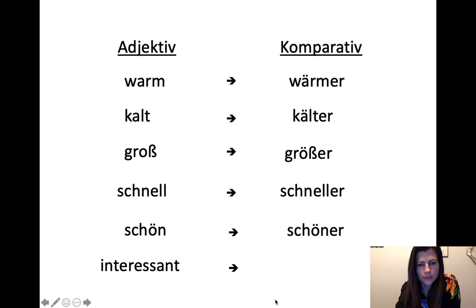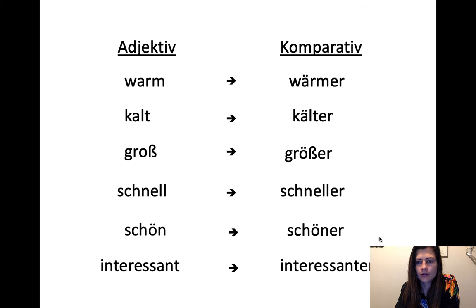And then interessant is interesting. Yeah, interessanter. So we wouldn't say interestinger in English. We would say more interesting, because if it gets over 2 syllables, we switch over to the more construction. But in German, it's all one type of construction. It doesn't matter how many syllables the word is.